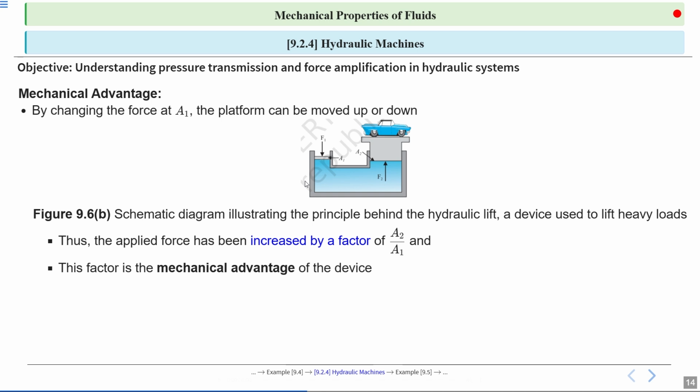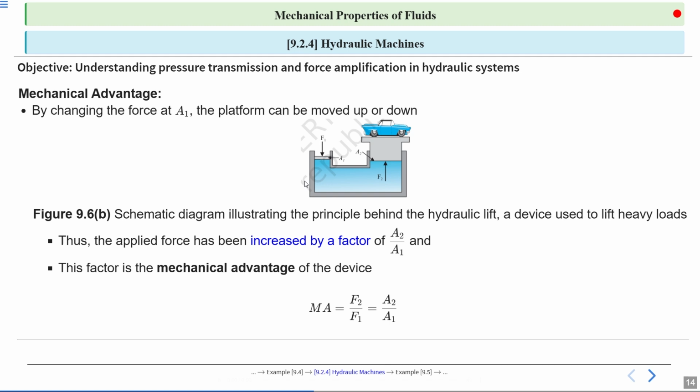So this factor A2 by A1 is what we call the mechanical advantage of the device. It's a measure of how much the force is amplified, and it's a critical concept in understanding the efficiency of hydraulic systems. Remember, the greater the mechanical advantage, the easier it is to lift heavy loads.